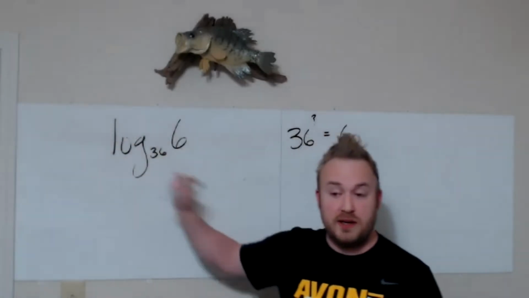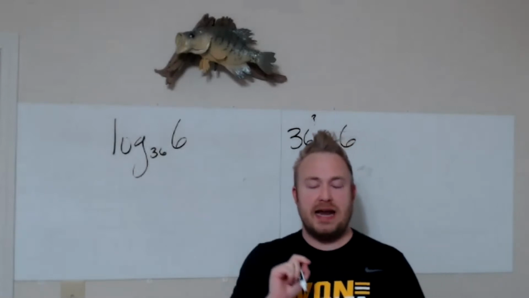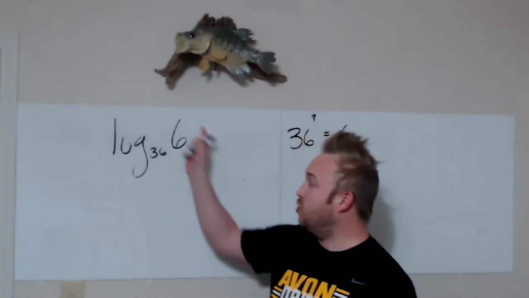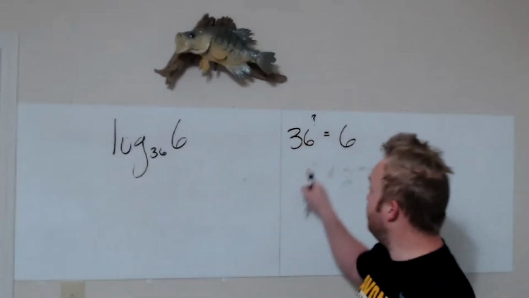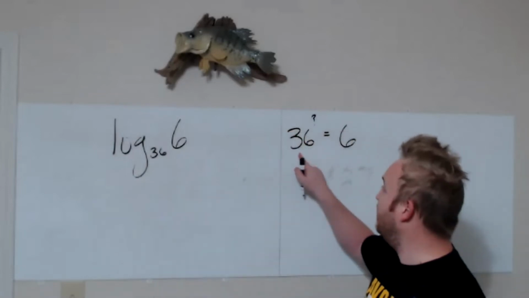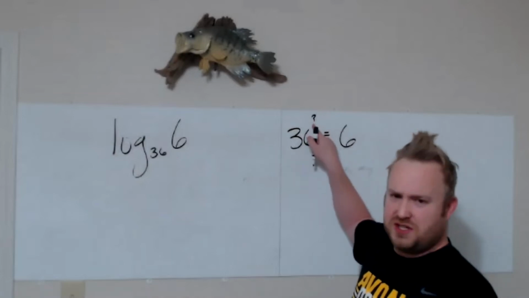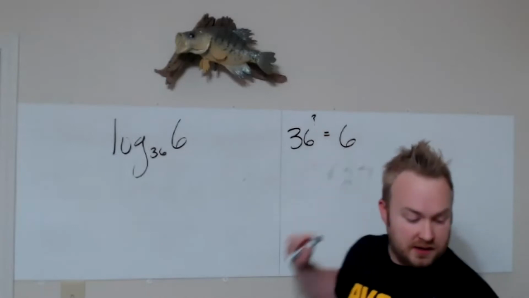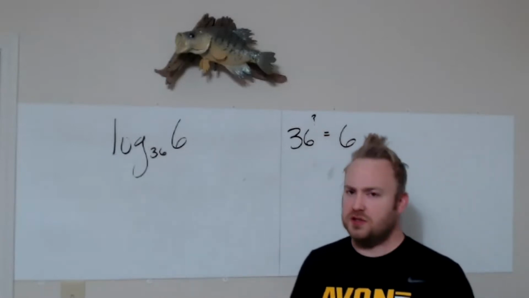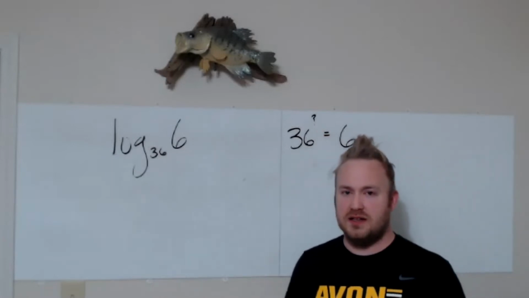This logarithmic expression represents an exponent. A logarithm represents an exponent. So this is what we're really finding here: 36 to some exponent equals 6. Well, can you think what that exponent needs to be? Isn't it the square root of 36 is 6?